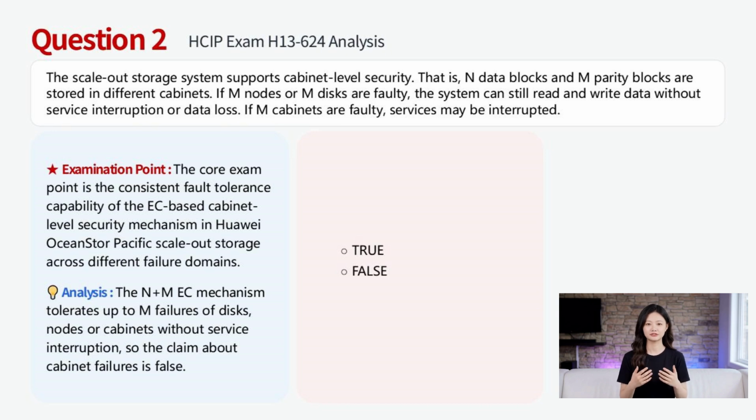As long as the number of simultaneous failures does not exceed M, the remaining blocks can reconstruct lost data, supporting normal read and write operations without interruption or data loss. This applies to cabinet failures just as it does to node or disk failures. Even if M cabinets fail, the system can still maintain stable services, so the claim about possible service interruption in this case is inconsistent with the system's actual capability. Therefore, this question chooses false.